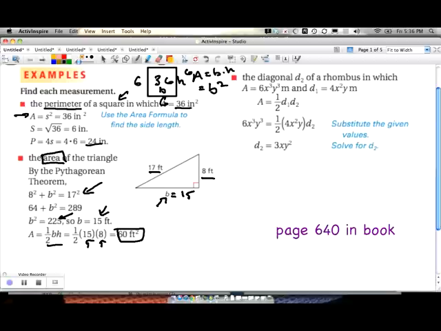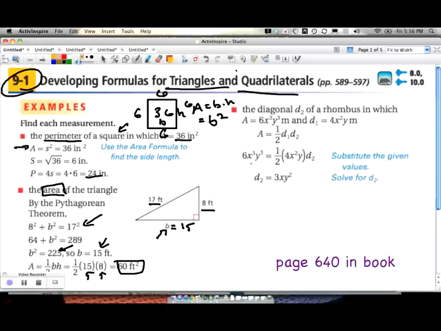This last example here, I'm going to go through this one a little bit slower. It says the area of a rhombus. A rhombus is a kite, and the area of a kite is just 1/2 times the diagonals multiplied together. So I know that the area is 6x cubed y cubed, and it tells me that one of the diagonals is 4x squared y. So I'm going to plug those two pieces in.